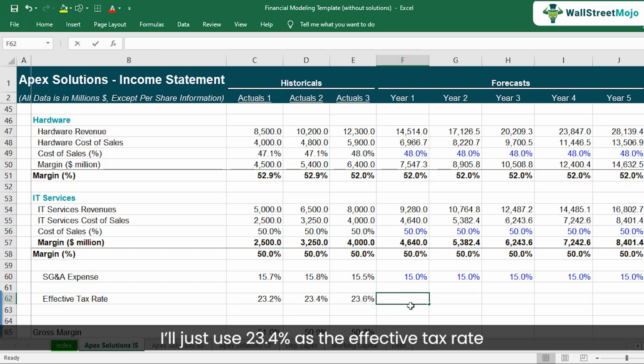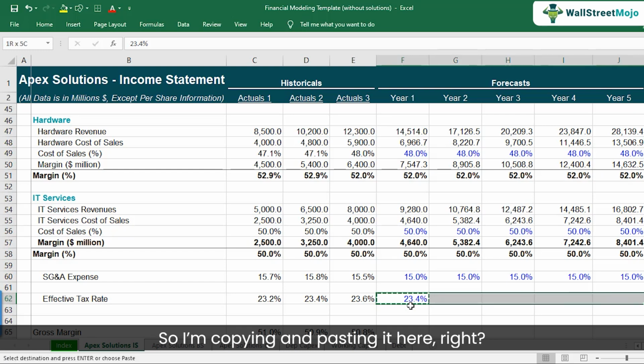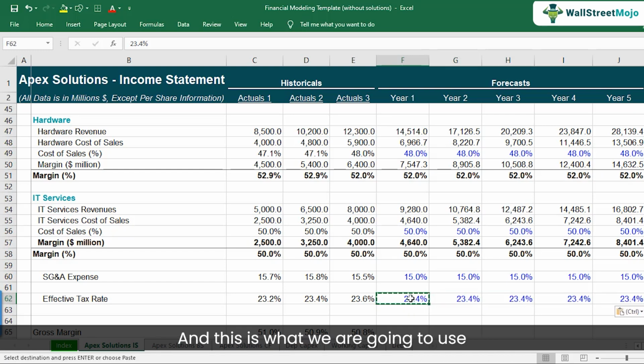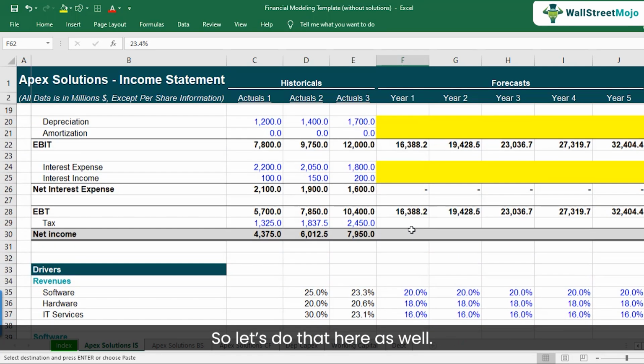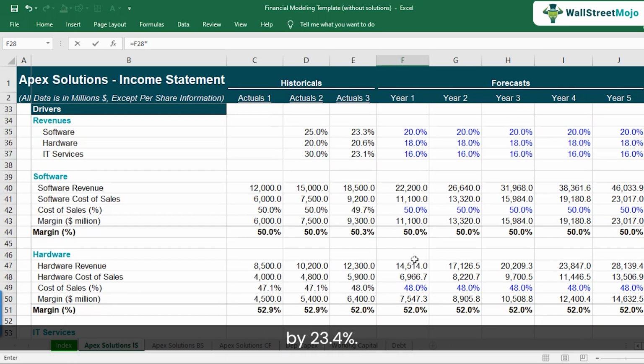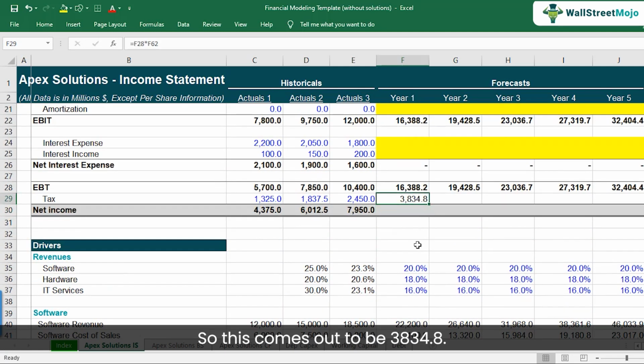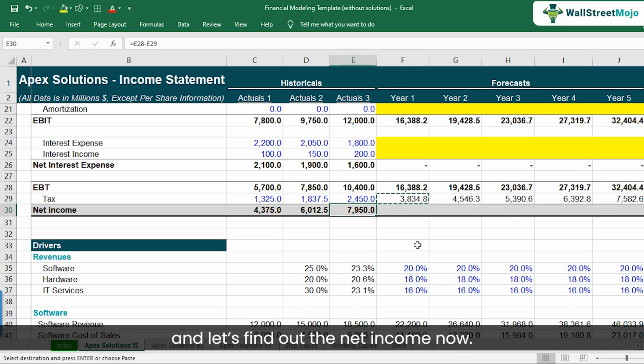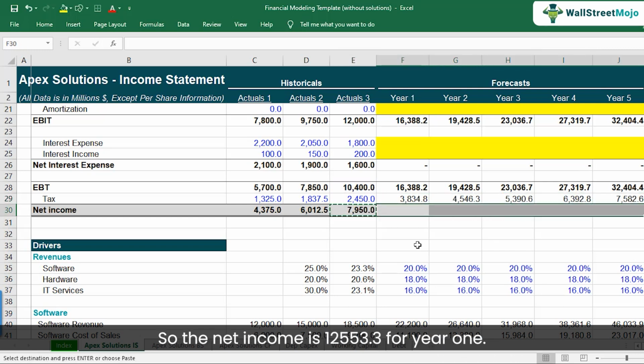So let me do one thing. I'll just use 23.4% as the effective tax rate that will be applicable for the next 5-year period as well. So I'm copying and pasting it here, right? And this is what we are going to use in order to calculate the overall tax. Let's do that here as well. This will be equal to EBT multiplied by 23.4%. So this comes out to be 3834.8. I'm copying and pasting it for other years. And let's find out the net income now. So the net income is 12553.3 for year 1.